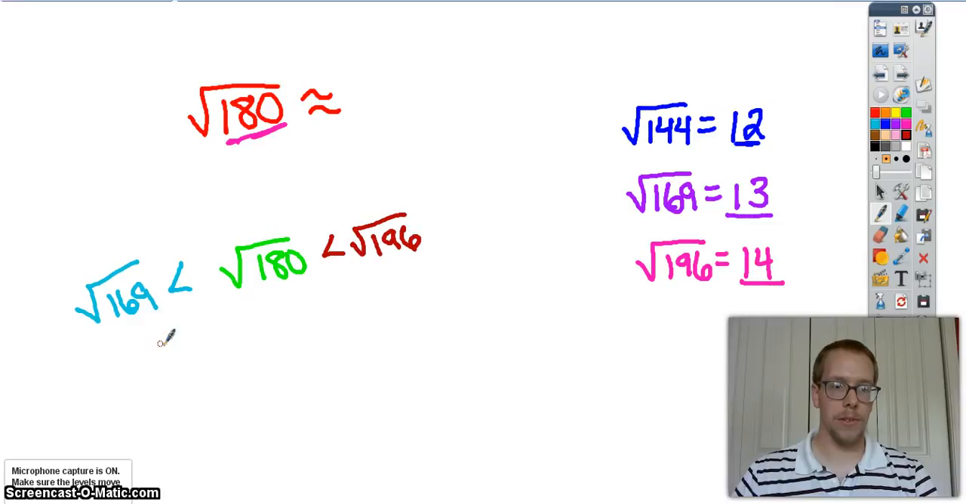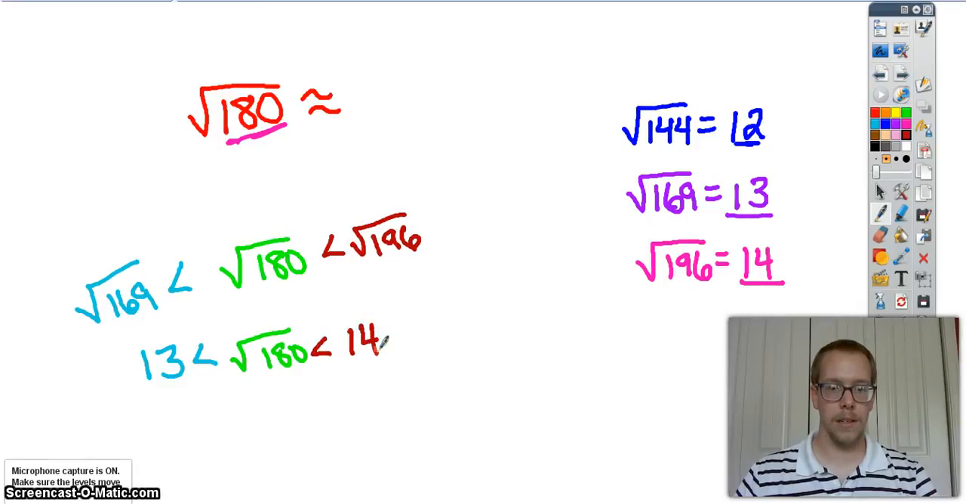And we know what the square root of 169 is. Let me go ahead and write that down. We know that that's 13. We don't yet know what the square root of 180 is. But we do know what the square root of 196 is, and we know that that's 14. So if forced to estimate, you don't have a calculator, we know pretty easily that the square root of 180 is between 13 and 14. So that does it for estimating a square root.